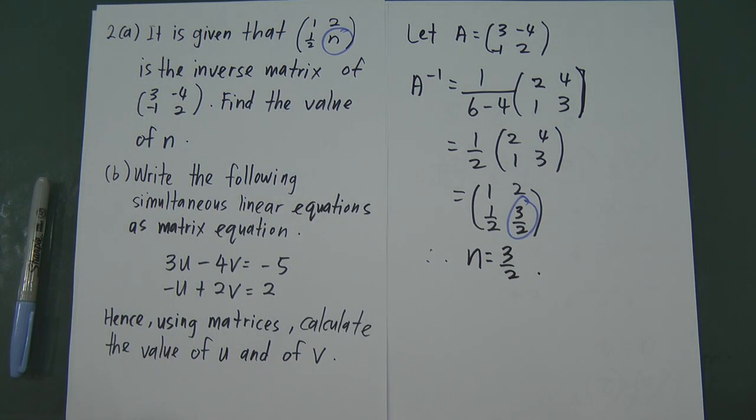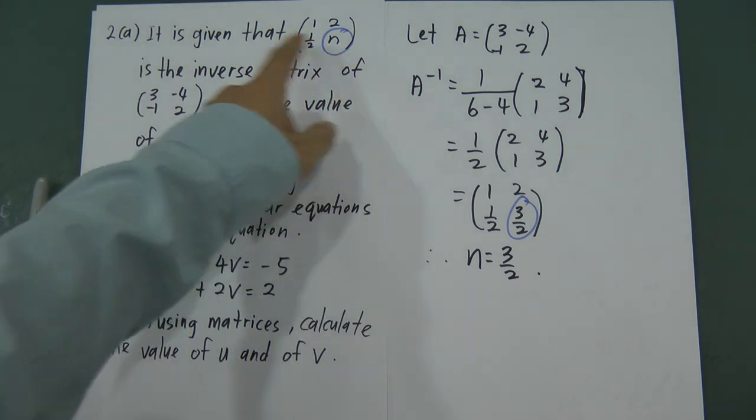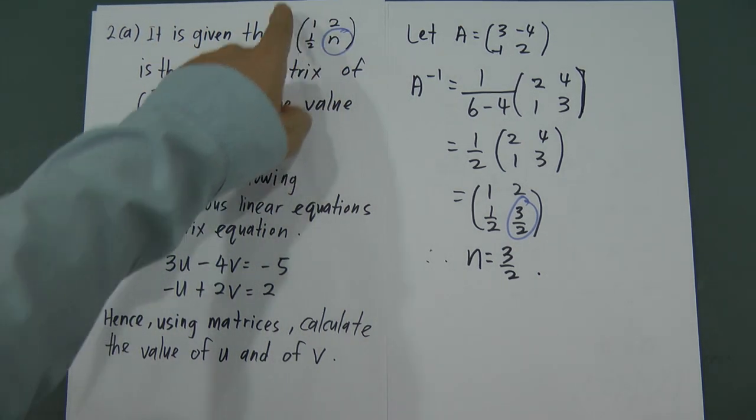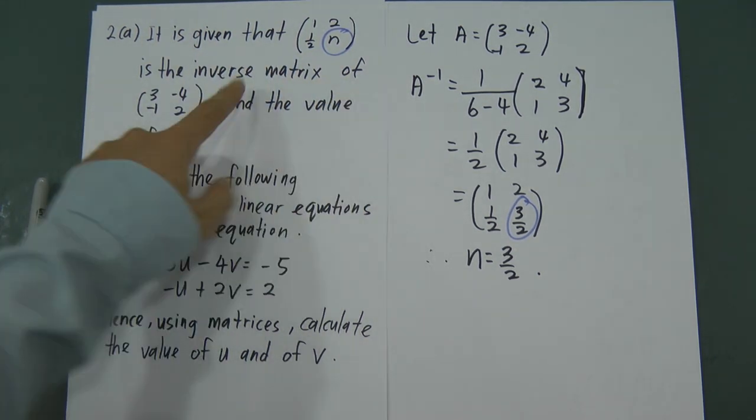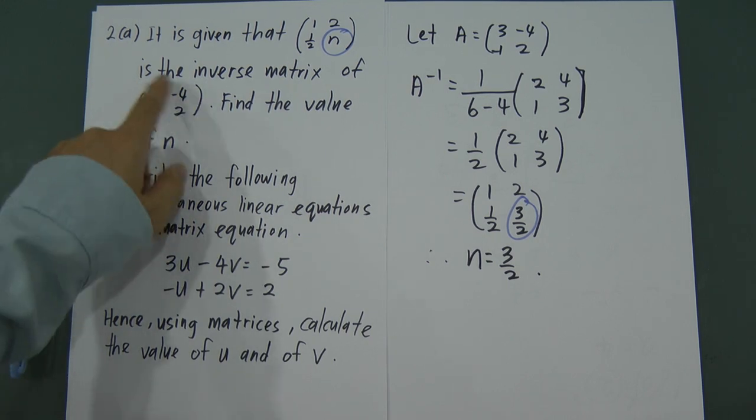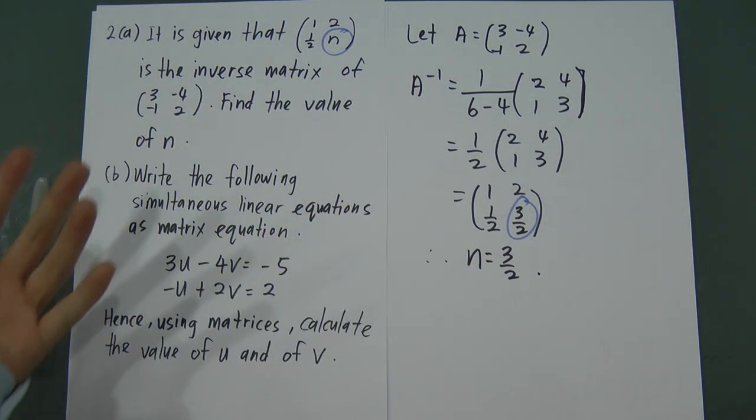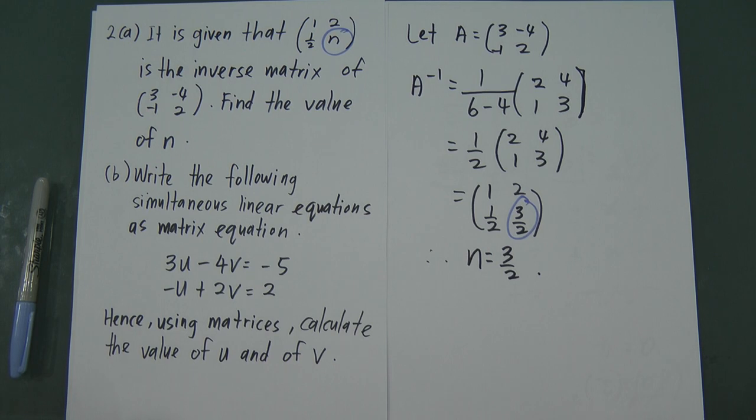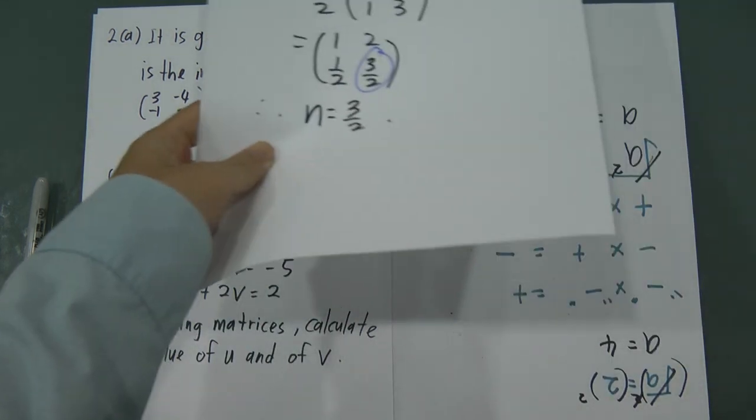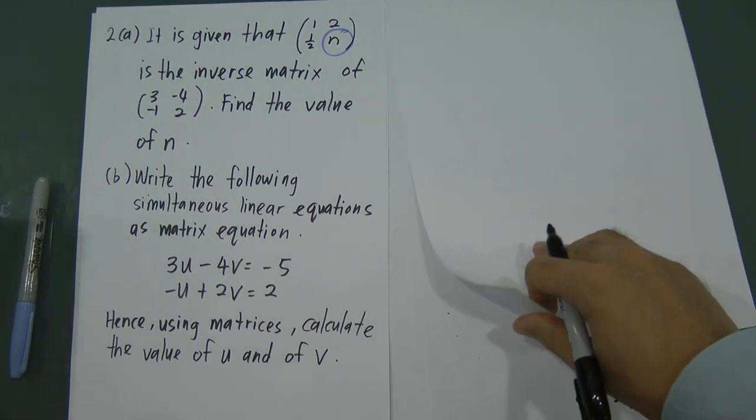Because it gives you this quite directly, saying this matrix is the inverse of that one, you just find the inverse matrix and you can get the answer directly. I think you get 2 or 3 marks for this question. Then I will go to part B. Part B is about the inverse matrix.